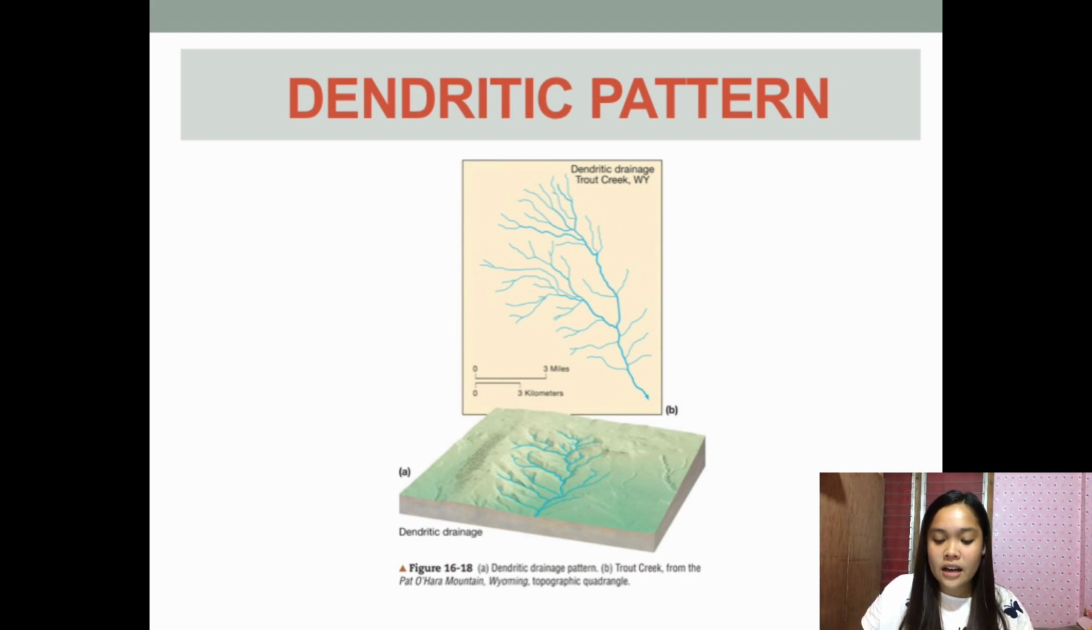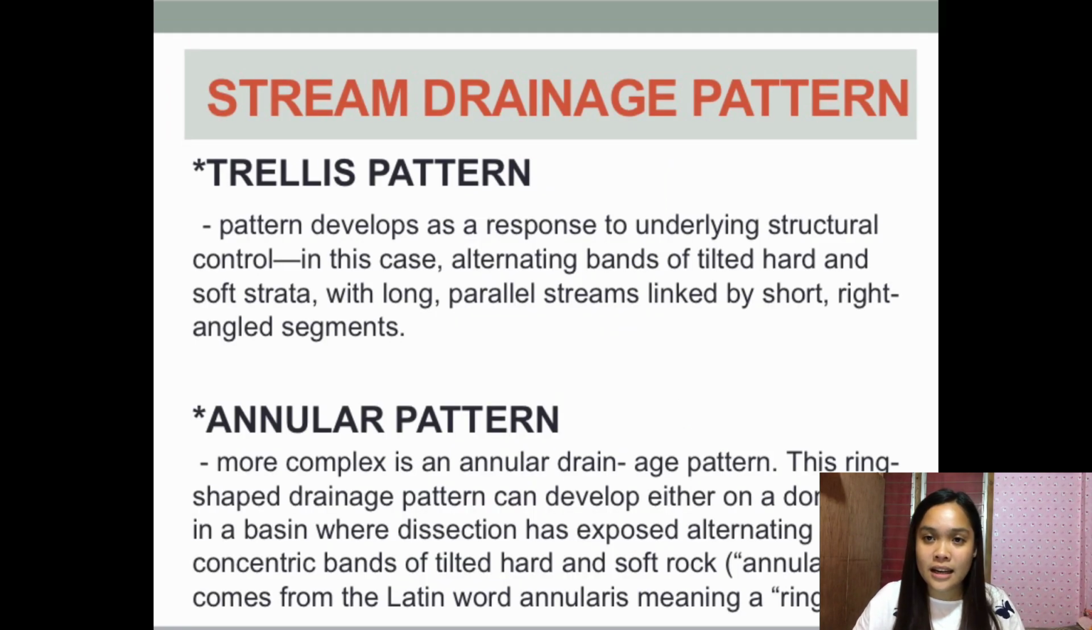Next in the stream drainage pattern is the trellis pattern. This pattern developed as a response to underlying structure control, in this case alternating bands of tilted hard and soft strata, with long parallel streams linked by short right-angled segments.